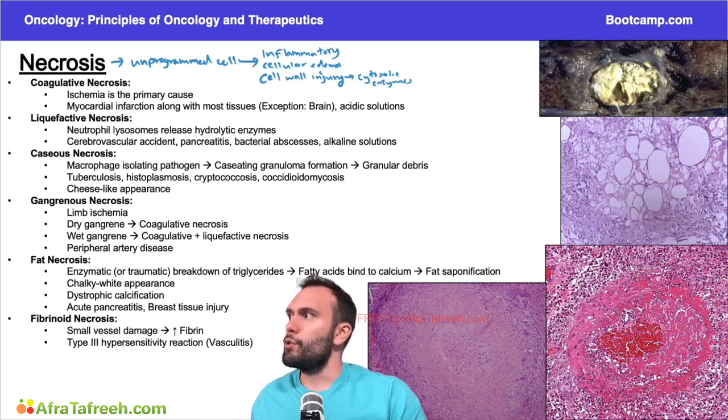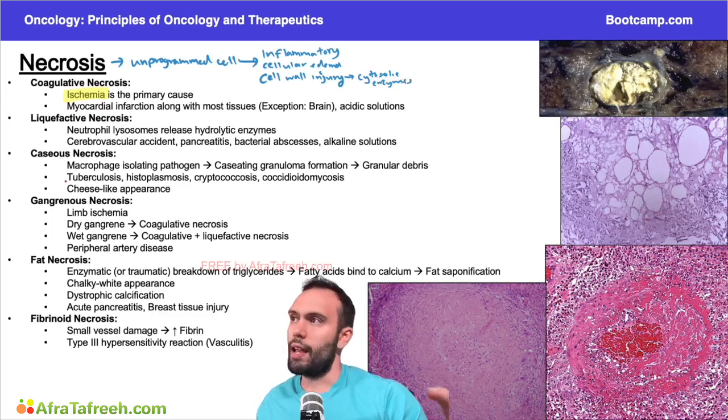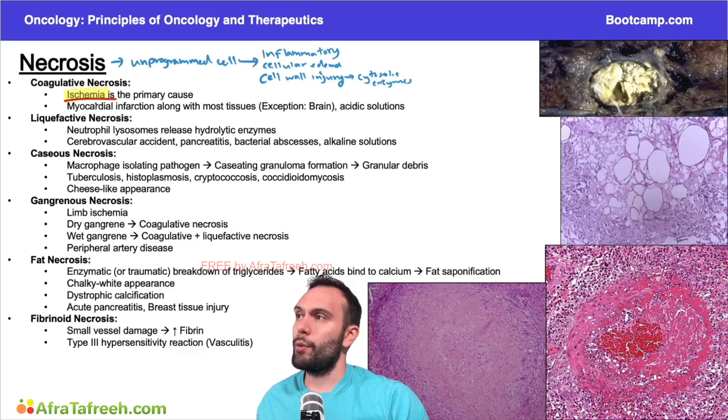And so the first one here is this coagulative necrosis. If you're ever in a situation and you have no idea what type of necrosis they're asking about, usually it's going to be coagulative necrosis. Now, again, there's exceptions to that. There's a lot of specific things you want to remember about each of these, but for coagulative necrosis in general, this is going to be kind of your number one cause, and it's usually due to ischemia. Classically, a myocardial infarction would be something that would cause this type of necrosis.